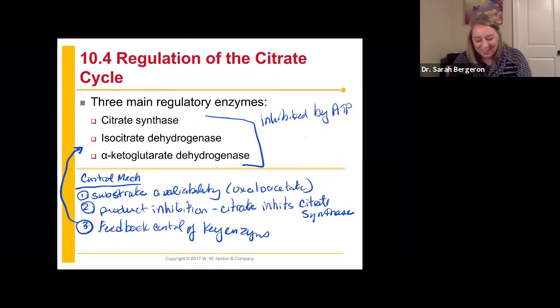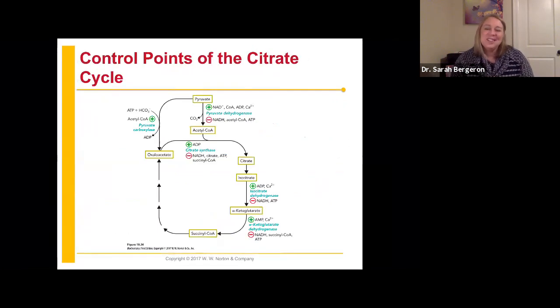Okay. All right, so let's kind of look overall at where we're controlling the citrate cycle. So we know that we're going to have negative and positive effectors of the citrate cycle. You want to be able to promote it and you want to be able to inhibit it.